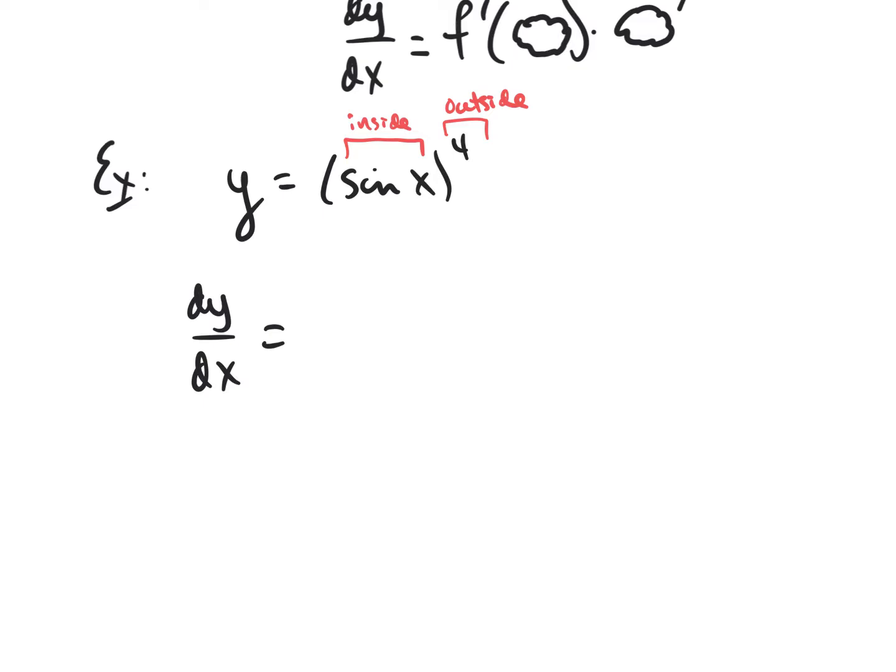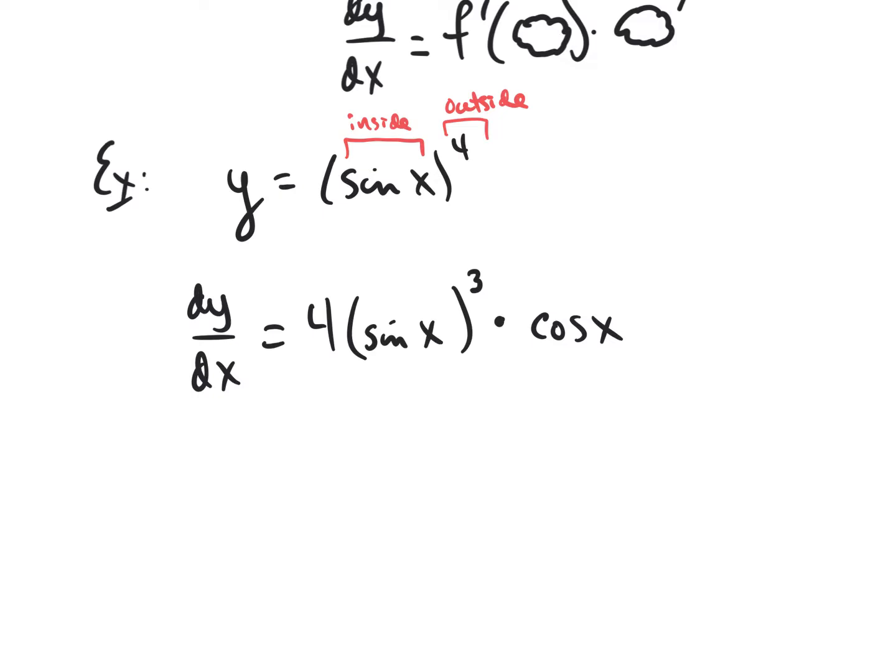So since the outside function is a power of 4, the derivative when the power is 4 is drop down in front, subtract 1. That's how we take the derivative of something to the fourth. Now what the chain rule says is leave the inside function alone. So we drop the 4 down in front, subtract 1, leaving the inside function alone. But then we have to multiply by the derivative of the inside function. The inside function is sine, so the derivative of sine is cosine. Okay?